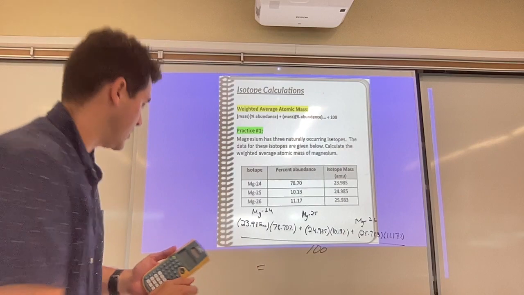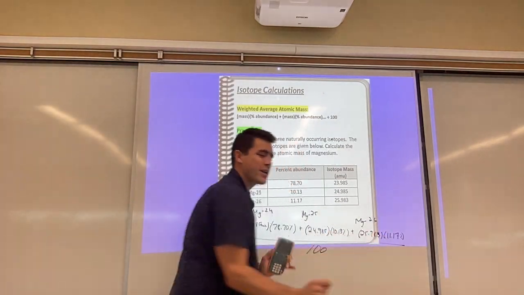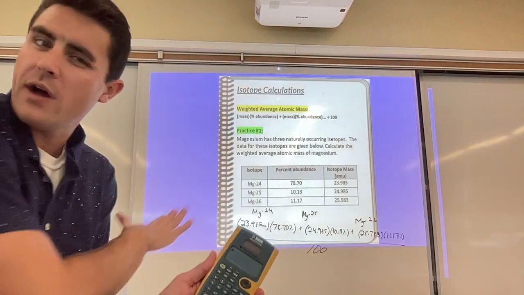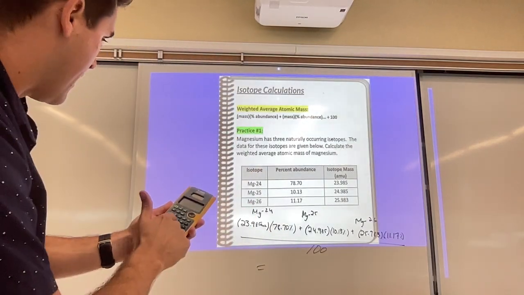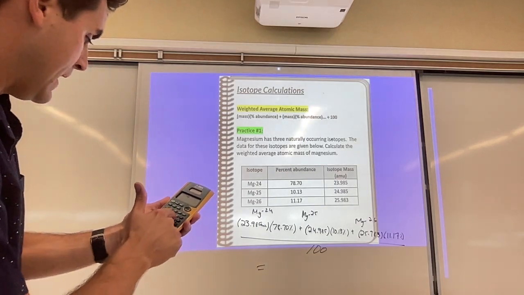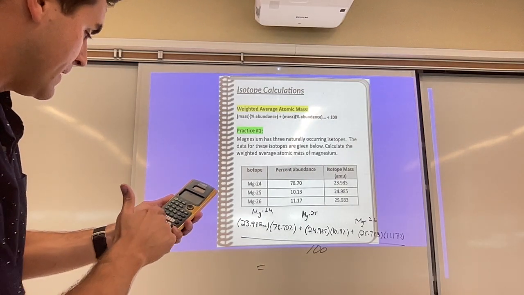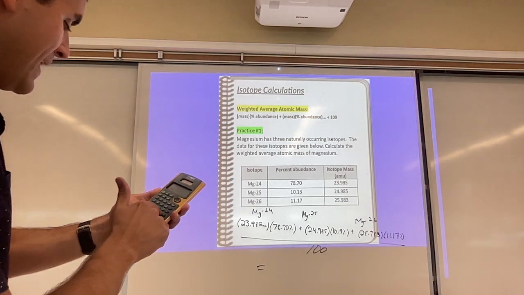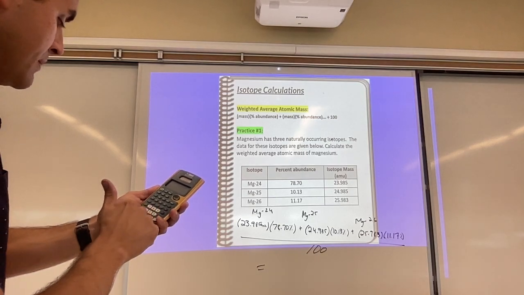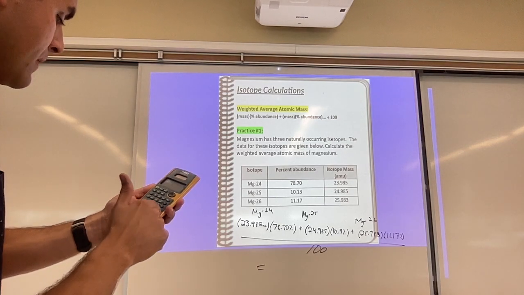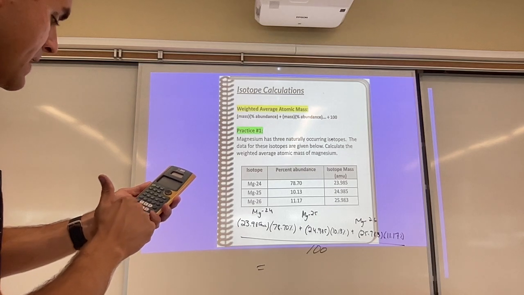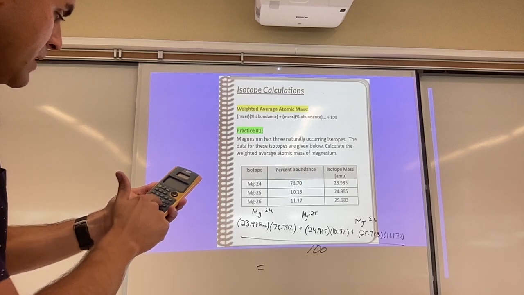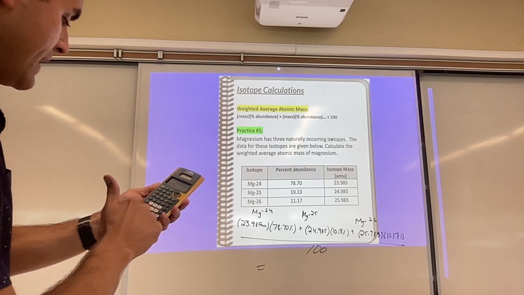What I'm going to do in my calculator is type in the entire numerator, hit enter, and then do answer divided by 100. You do it at home. You can pause and skip ahead, whatever you've got to do, but you do it right now, all right? 23.985 multiplied by 78.7. That is added to the next isotope, 24.985 times 10.13. Last isotope is 25.983. 11.17 is its abundance. I get an answer, and I want to divide it by 100.